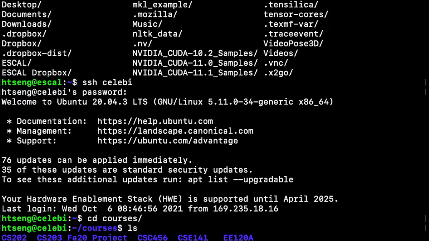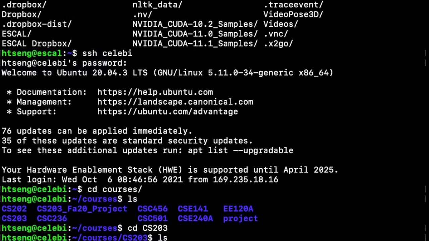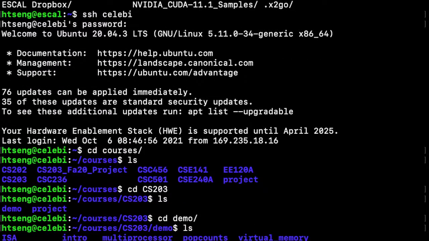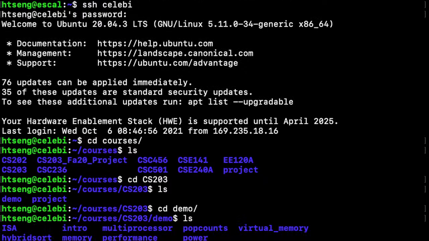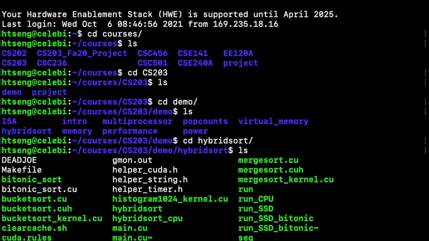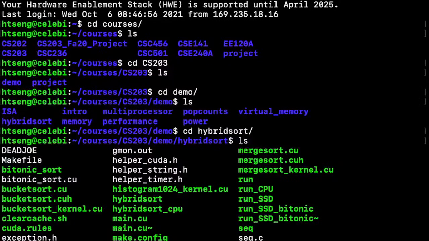We can. Which is a better one? So sick. Okay, so let's do this. gprof.